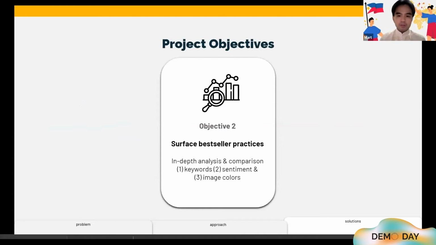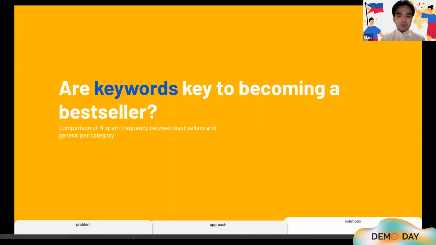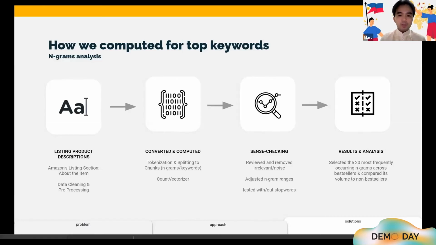Let's dive deeper. How do these features contribute to being a bestseller? First, we analyzed the product descriptions to see if certain keywords are key to becoming a bestseller. To get the top keywords, we converted the descriptions into a sequence of words and computed their frequency. Then we did some sense checking.